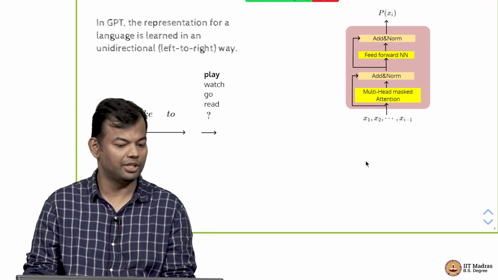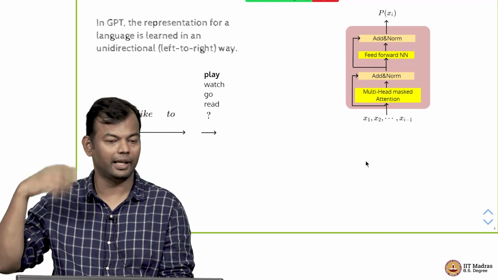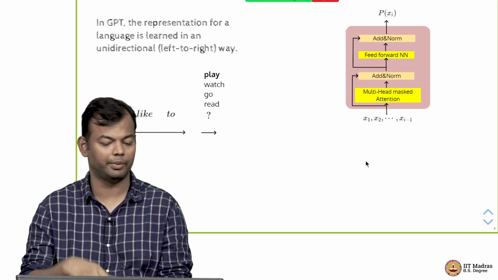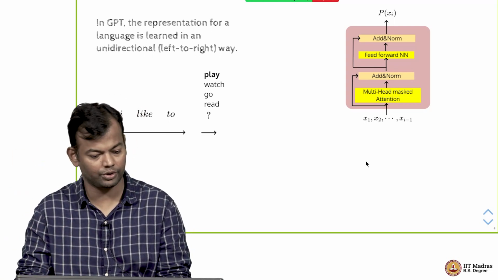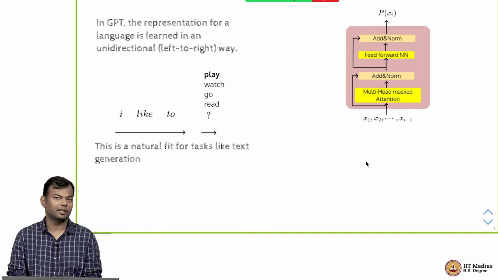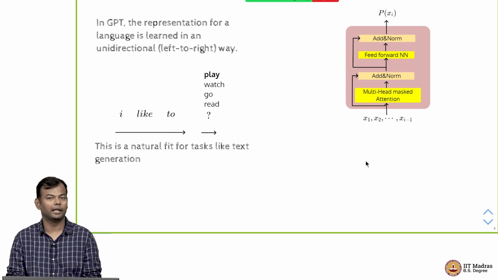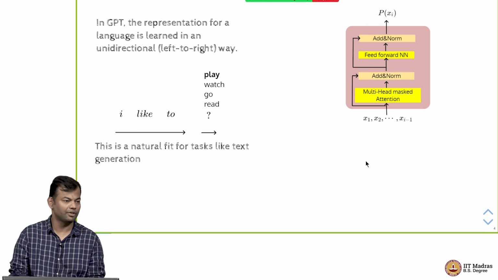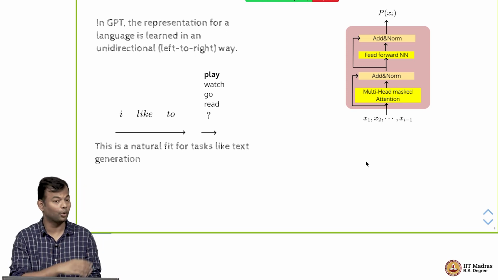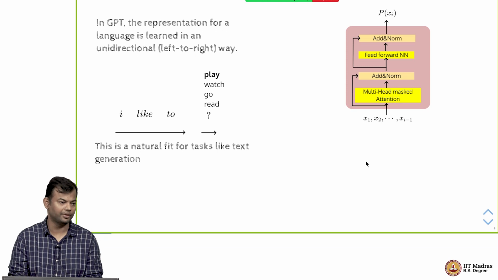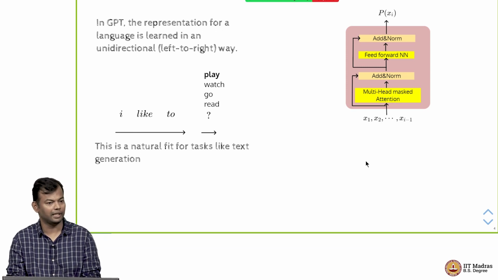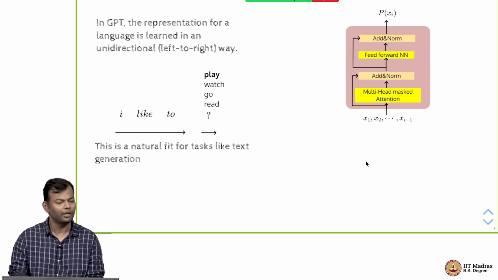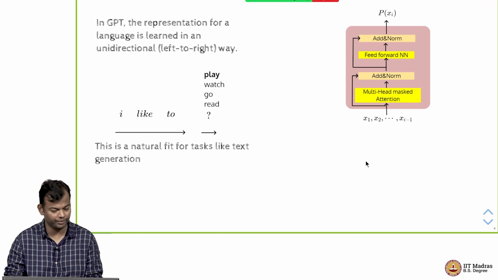So this is what happened in GPT. So we had "I like to", and then we wanted to predict the next word, which could be play, watch, go, read, whatever. Any of those words are likely. So this is a very natural fit for tasks like text generation, and this is by far more popular in the current generation of LLMs than these encoder only models like BERT. So most of the current large scale LLMs that we know about are decoder only models, or encoder decoder models, which we have not done yet.